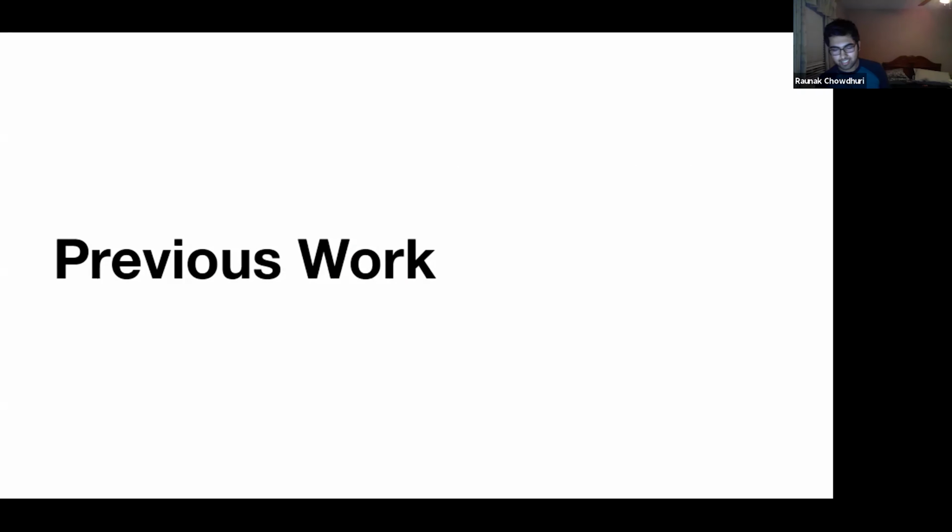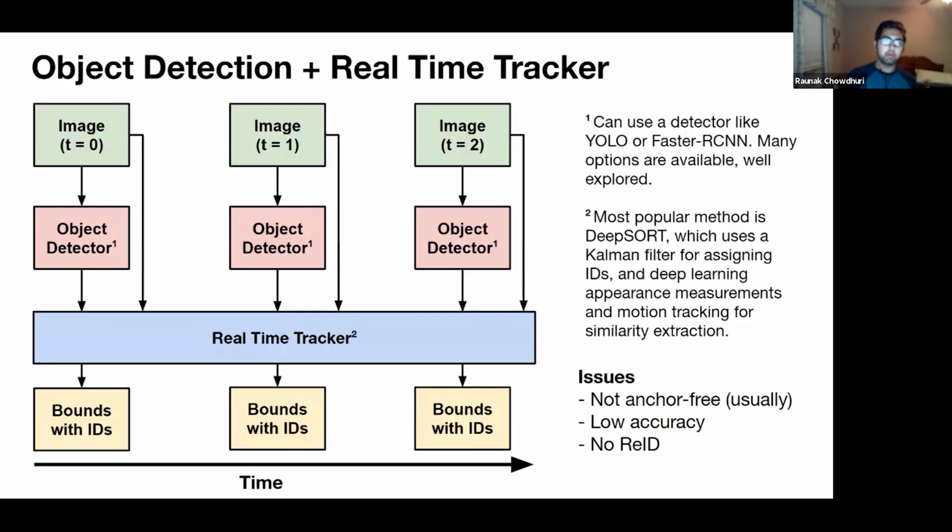To start, I'd like to highlight some of the really popular solutions that have been in the literature until now. The most popular, and I would say most straightforward, method is to pair an object detection method with a real-time tracker. Let's say you have a series of images that create a video of cars moving, or any objects moving. The traditional method is to take an object detection method. You might be familiar with these object detectors, like YOLO or Faster RCNN. Usually they work with an anchor-based method.